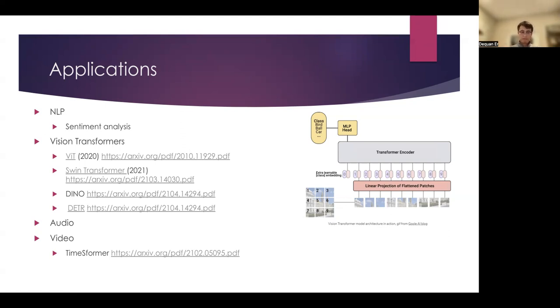Then on the video and also the audio side, they have also made some progress. You can search online, that's really helpful. And this video work is another variant of the transformers.